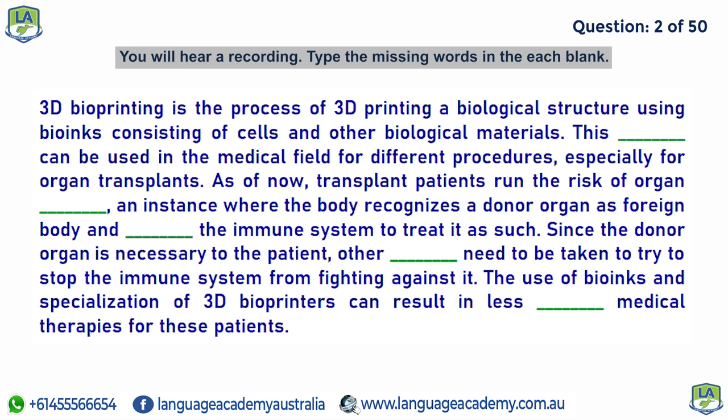As of now, transplant patients run the risk of organ rejection, an instance where the body recognizes a donor organ as a foreign body and enlists the immune system to treat it as such. Since the donor organ is necessary to the patient, other measures need to be taken to try to stop the immune system from fighting against it. The use of bioinks and specialization of 3D bioprinters can result in less rigorous medical therapies for these patients.